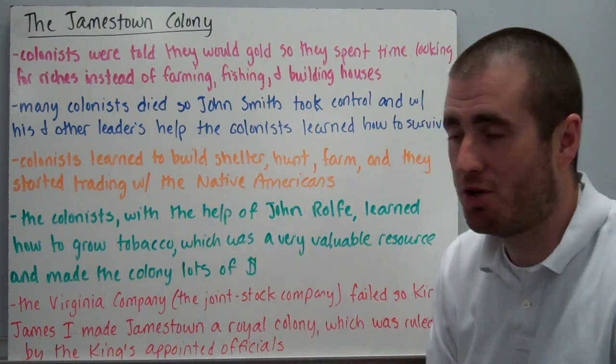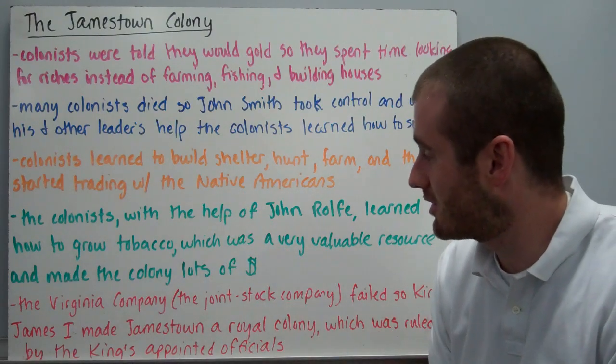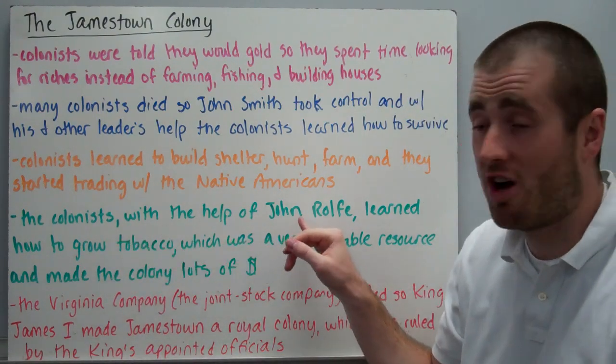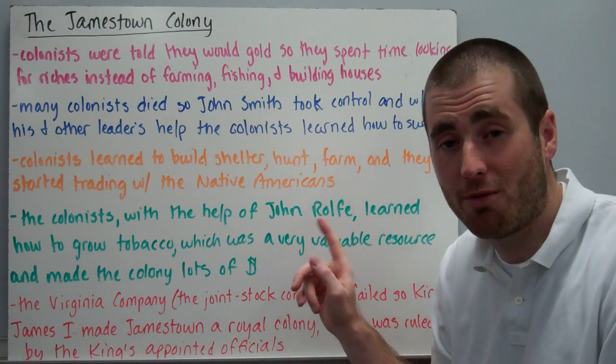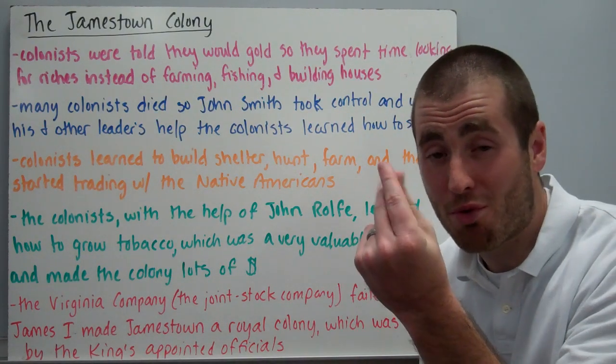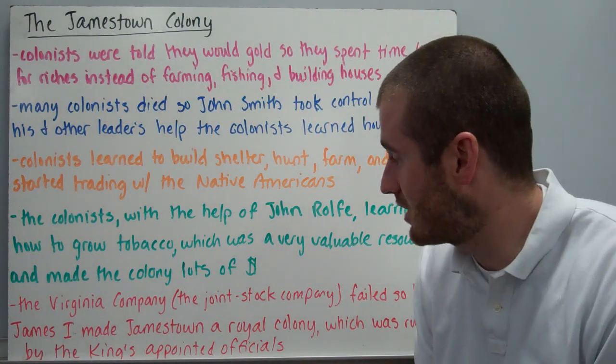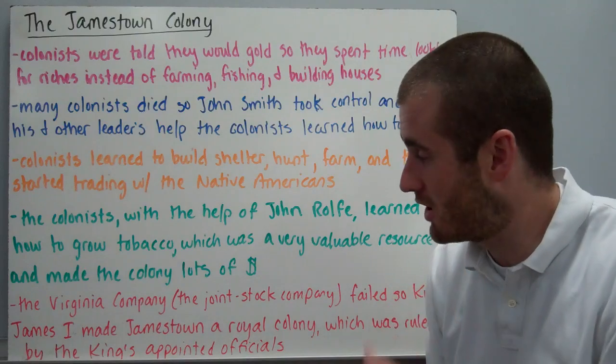All right, so colonists learned to build shelter, they learned to hunt, farm, fish. They started trading with Native Americans. And the colonists, with the help of John Rolfe, who was actually the John that married Pocahontas, learned to grow tobacco, which proved to be a very profitable crop for the Jamestown colony and is really what caused them to flourish and become successful. So growing tobacco was a huge plus for Jamestown.